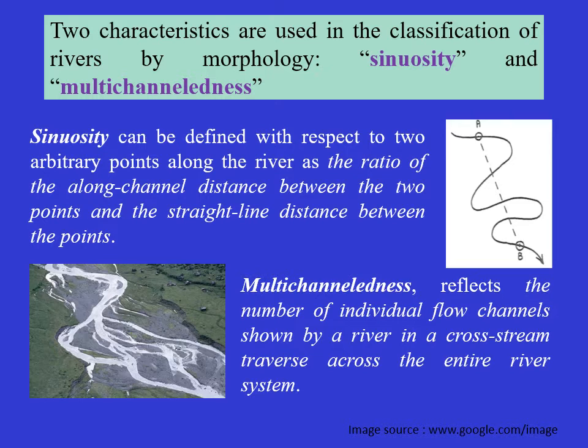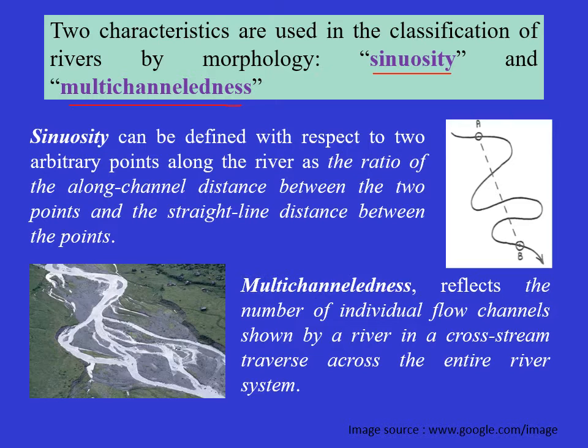Now, coming to river types, there are two characteristics by which a river can be classified. The first one is sinuosity and the second one is multichannelness. Sinuosity is the ratio of the along-channel distance between 2 points and the shortest distance between the points.